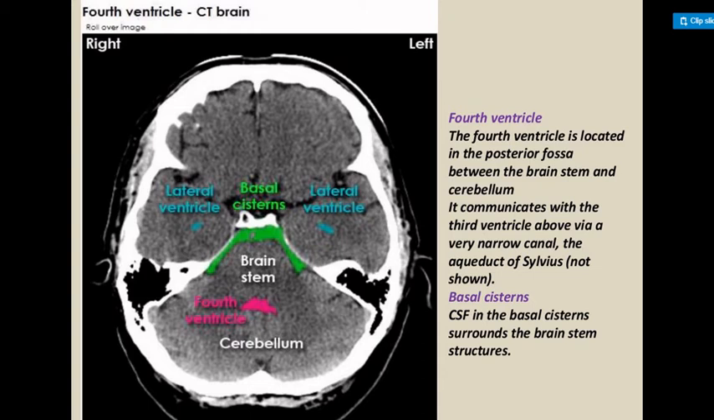The fourth ventricle. The fourth ventricle is located in the posterior fossa between the brain stem and cerebellum. It communicates with the third ventricle above via a very narrow canal, the aqueduct of Sylvius. The basal cisternae, the CSF in the basal cisternae, surrounds the brainstem structures.